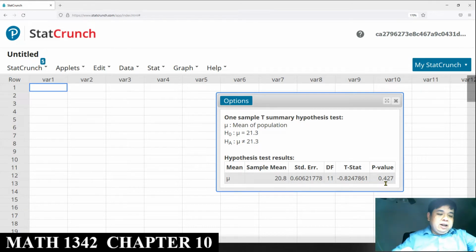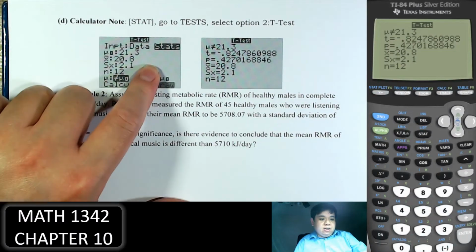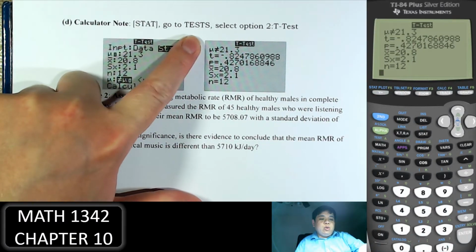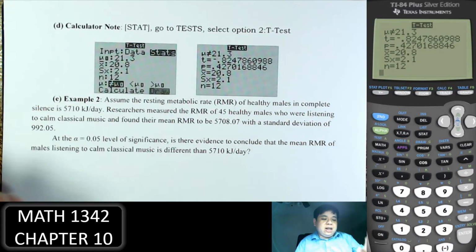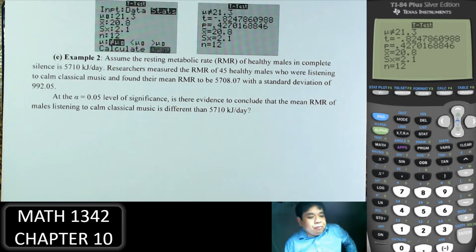If we use the calculator, go to Stat, then Tests, and option 2, t-test. That's what we have. Simple enough.